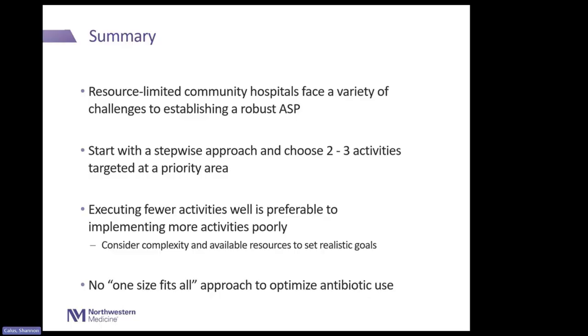So in summary, resource-limited community hospitals face a variety of challenges in establishing a robust stewardship program. We found success by using a stepwise approach and choosing just 2 to 3 activities targeted at a priority area. Executing well is preferable to implementing more activities poorly. We found that out the hard way, and consider the complexity and available resources to set realistic goals. There is no one-size-fits-all approach to optimize antibiotic use, so you'll have to find your own way when starting your stewardship program.